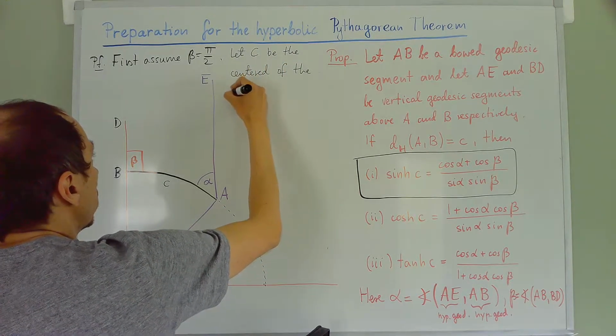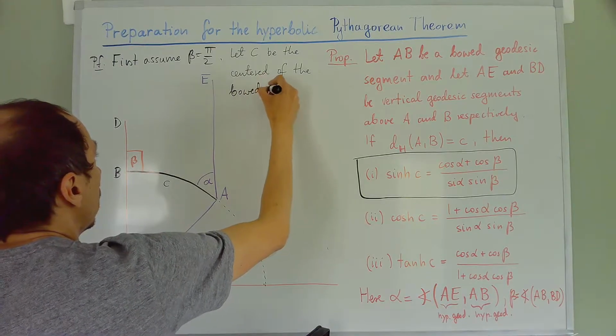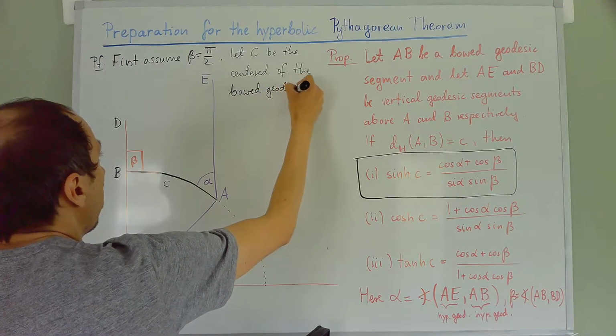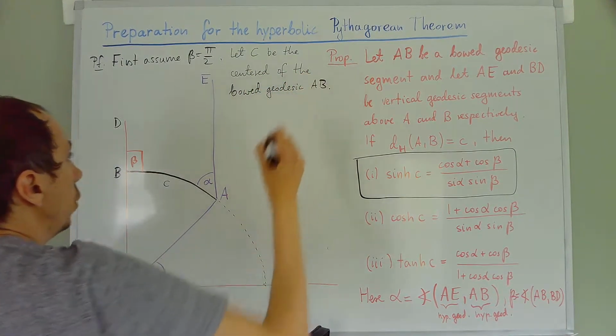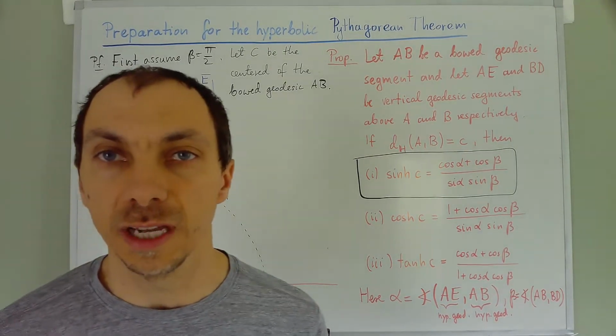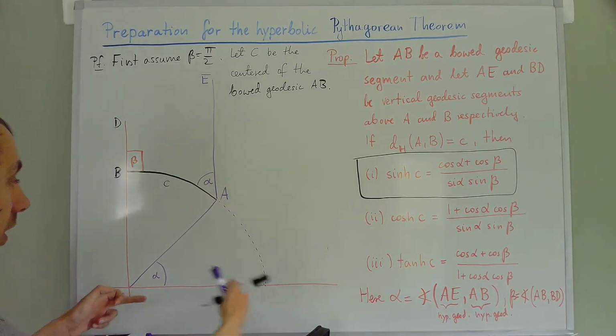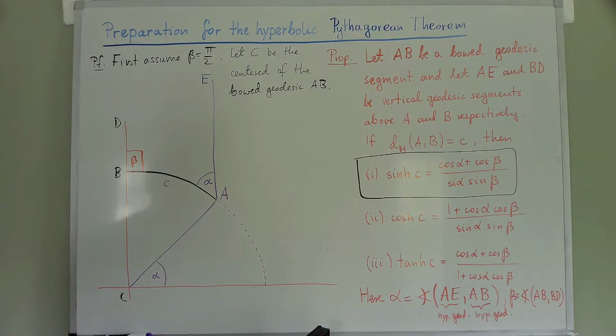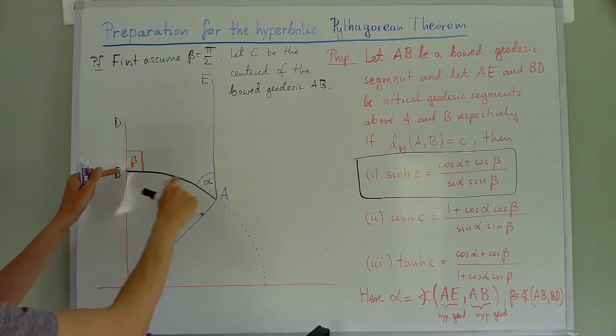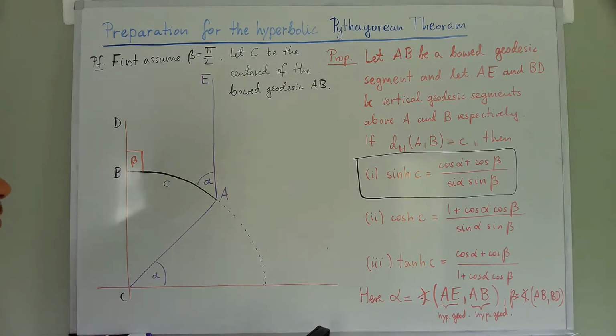Of the bout geodesic AB, you know that bout geodesics are parts of circles centered on the x-axis, so that's a point somewhere on the x-axis. So let's call it C. Okay, so that's the bout geodesic, and its length is denoted by C.